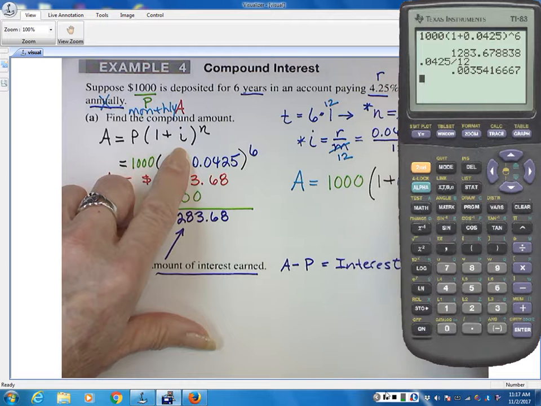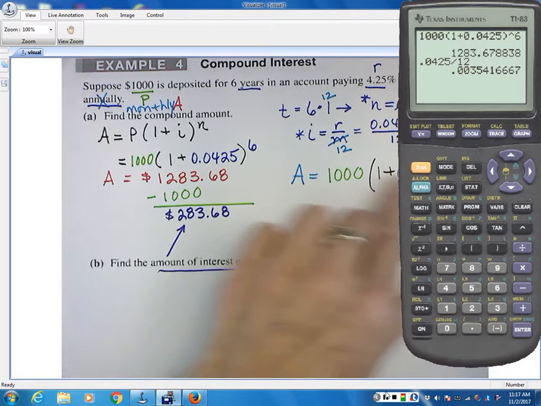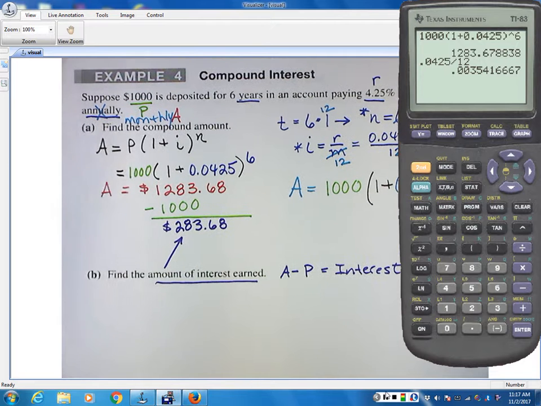What are you doing, Mike? Right, put a parenthesis, 1 plus .0425 divided by 12. And actually, you don't have to have these parentheses. It will work, but get in the habit of putting them in anyway, because there will be cases where it won't work if you don't use parentheses around your fractions.